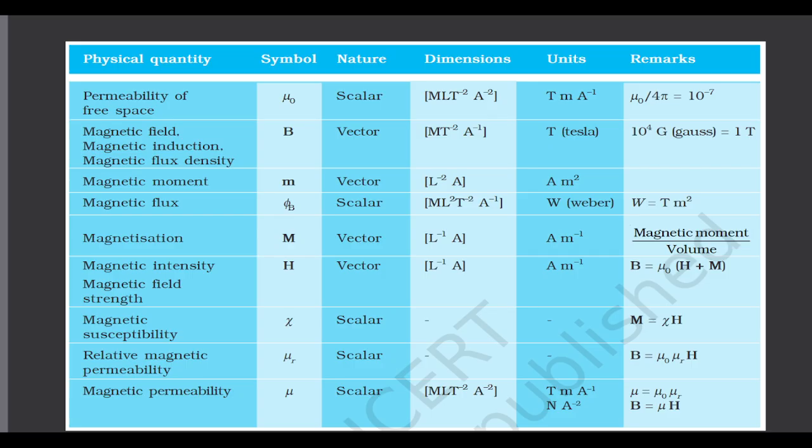Here we have different factors that you have learned in this chapter: permeability of free space, magnetic field, magnetic moment, magnetic flux, magnetization, magnetic intensity, susceptibility, relative permeability, and magnetic permeability of the medium. Whether they are scalars or vectors, the nature is also given here, and there are dimensional formulae, which are important for your KCET examinations, and units, which are very important for your board examinations, and their values are also given here. You can practice these values.